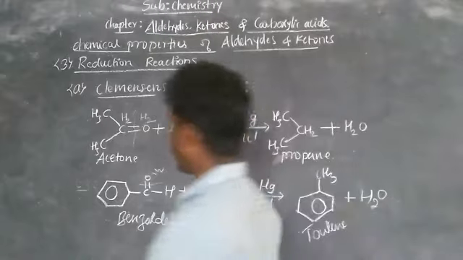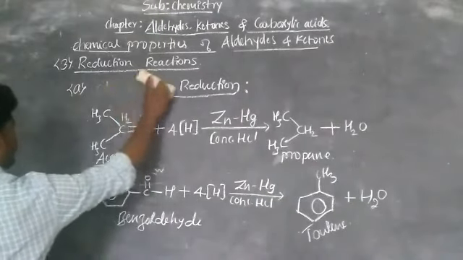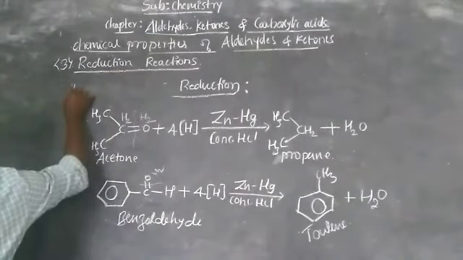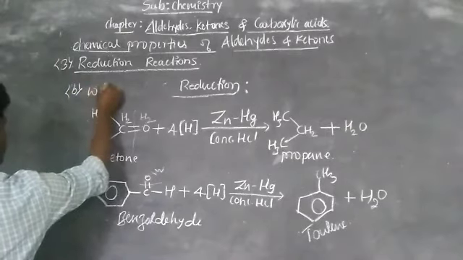Then the second one is Wolff-Kishner reduction. The second one, B, Wolff-Kishner reduction.